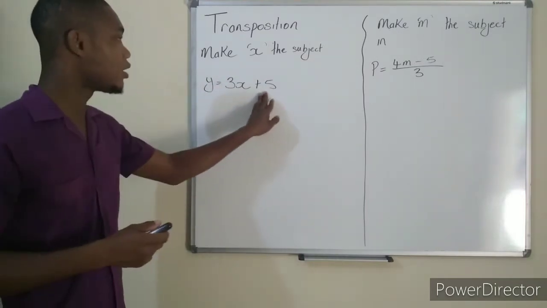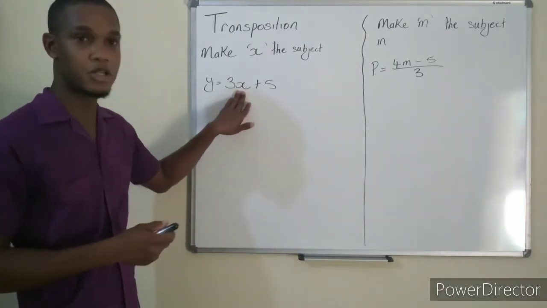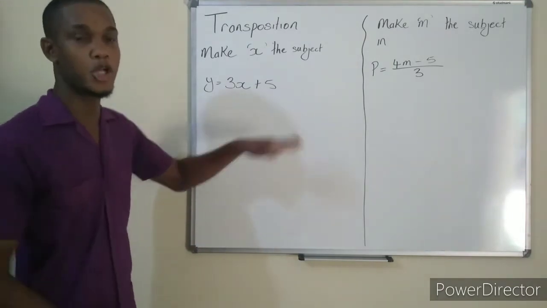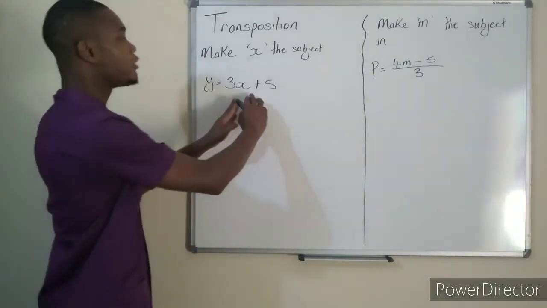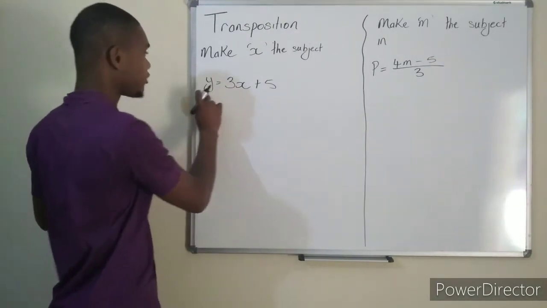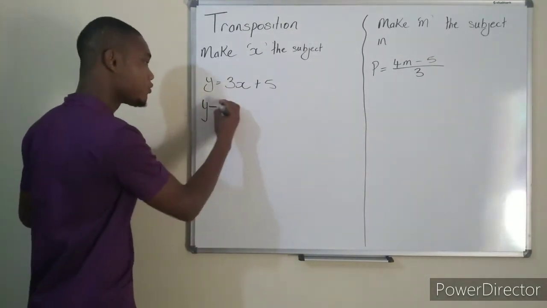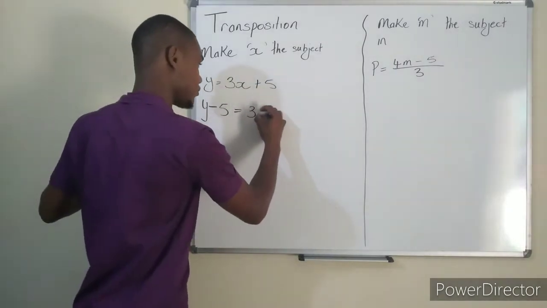So in this case, 5 is being added to it. After it had been multiplied by 3, 5 is being added. So you're going to do the opposite. You're going in the reversed order. So you will be removing the 5 first. In order to remove the 5, you simply write back what's here and remove the 5: y minus 5 equals 3x.